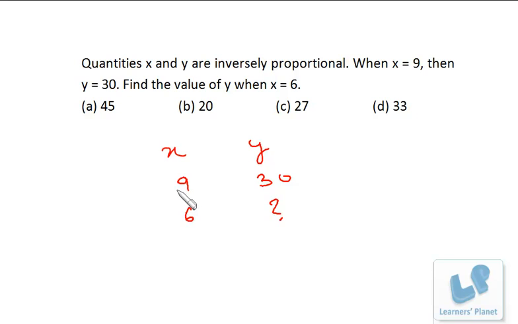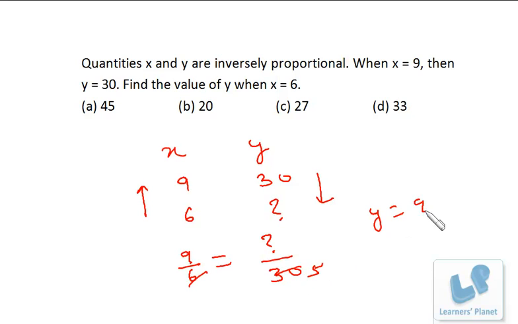That means, friends, we have been given that x and y are in inverse proportion. So if x is like this, y will be the inverse of that. So I write 9 by 6, that is equal to, I'll write in reverse order over here, y by 30. That means y will be 45. I hope you are clear.